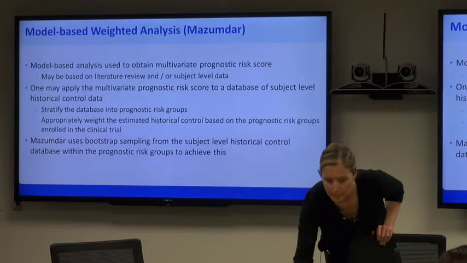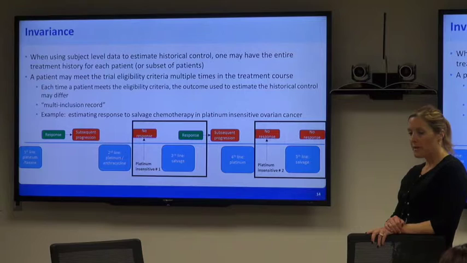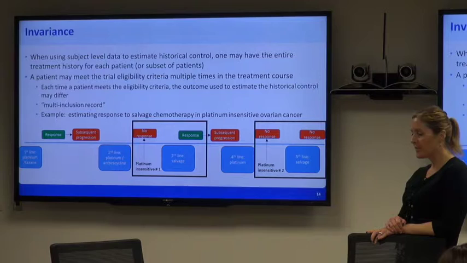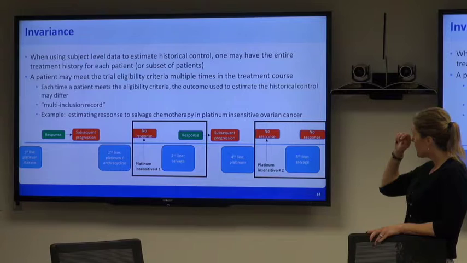Okay, the other issue which is important to address is invariance, and it depends on the context whether or not this is critical to address. So when you use subject level data to estimate historical control, as I said, you may have a picture of the patient's entire treatment history.